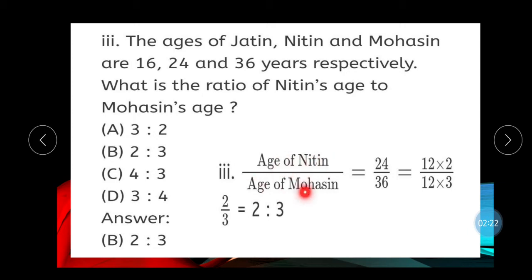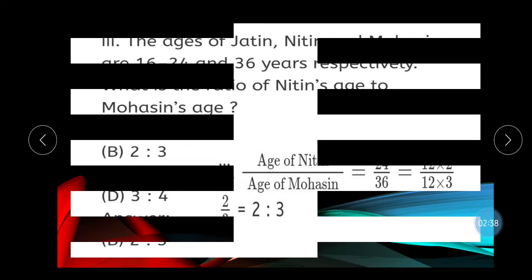Age of Nitin upon age of Mohsin is equal to 24 upon 36. That is equal to 12 into 2 upon 12 into 3. 12 gets cancelled. What remains is 2 upon 3. That is equal to 2 is to 3. Answer is B option, 2 is to 3.